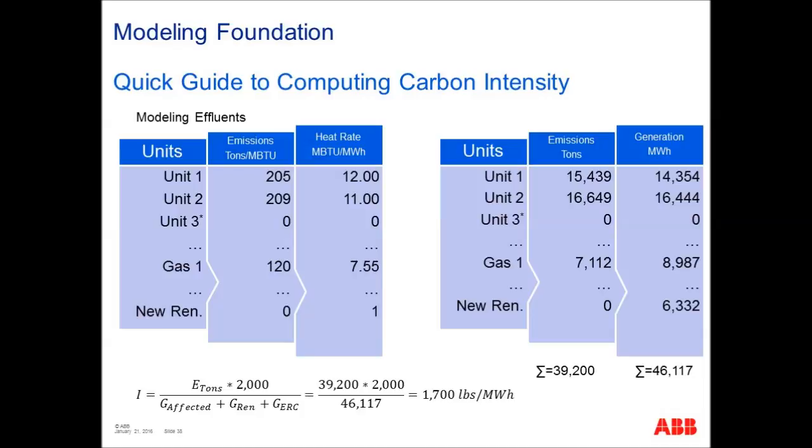When it goes and calculates how many tons were created, it will also create a comparable generation list that goes with it. So as you can see, Unit 3 is excluded, and the new renewable generation is included. And by doing a quick summary of this, you can very quickly get to your carbon intensity calculation. And in this example, it's 1,700 pounds.